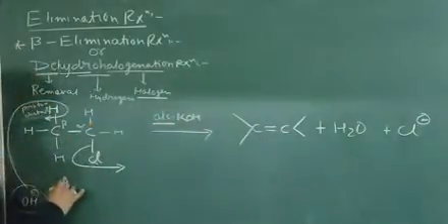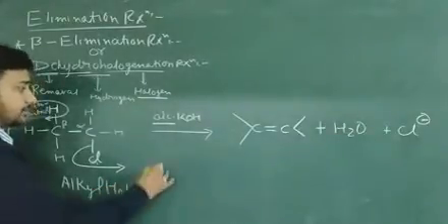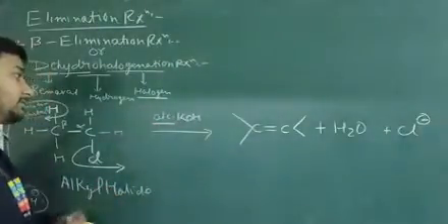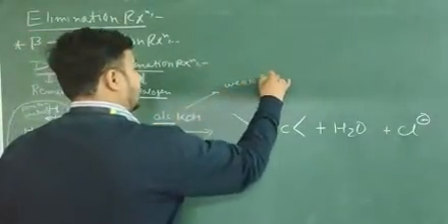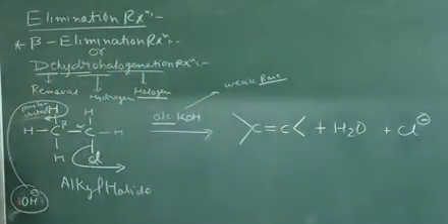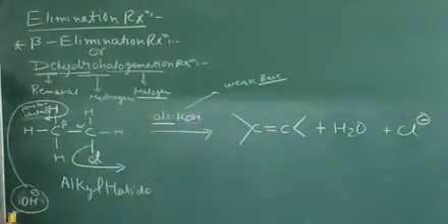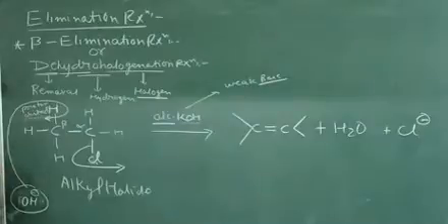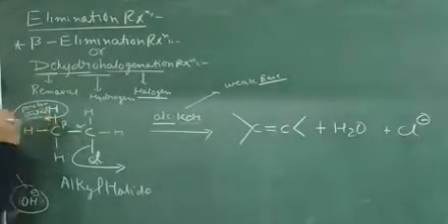The alkyl halide is going to react with alcoholic KOH. This is a special kind of base, which is a weak base. Clear? Now the base from the alcoholic KOH is acting as a base which abstracts the proton from the beta carbon.